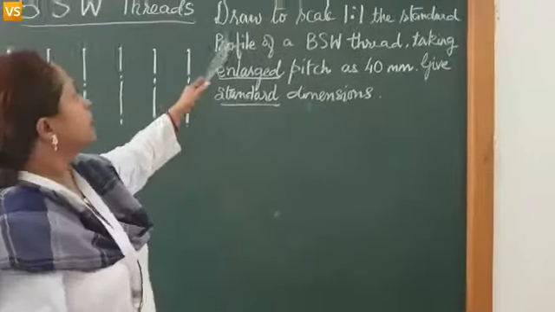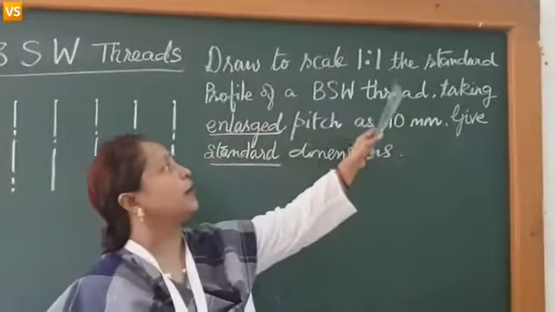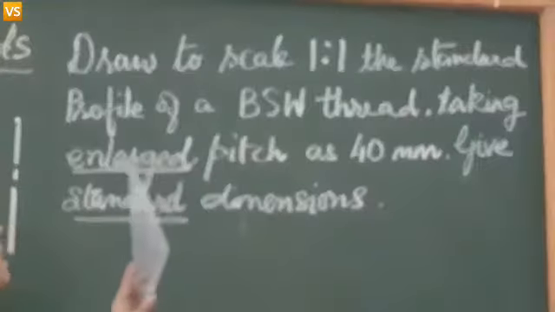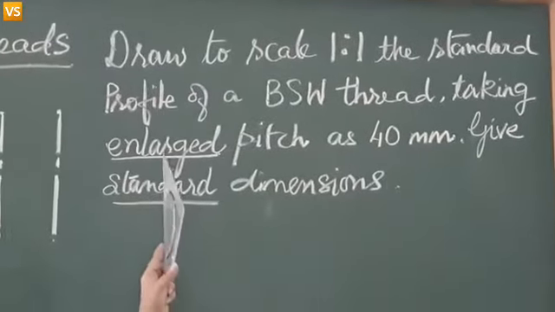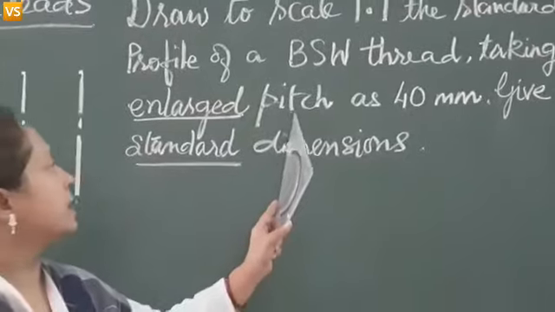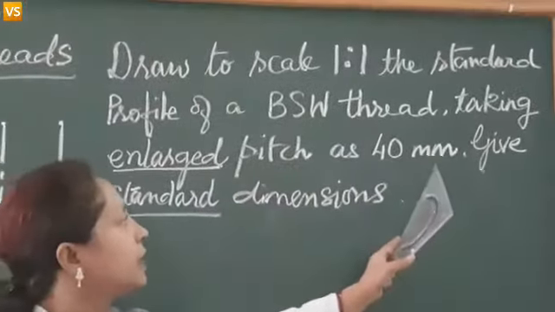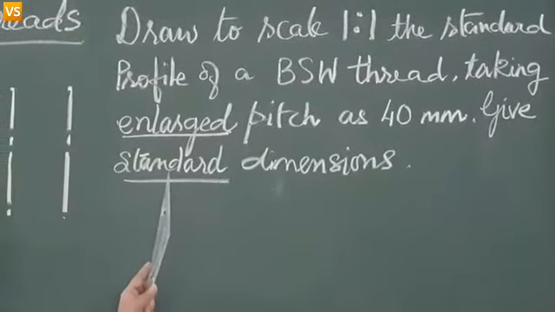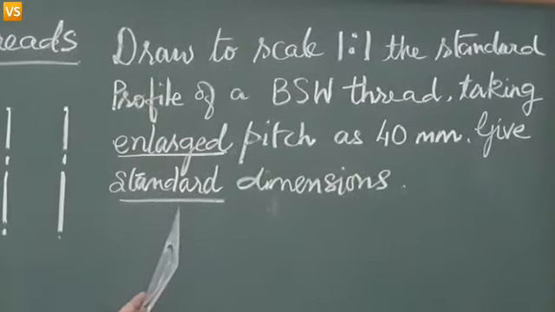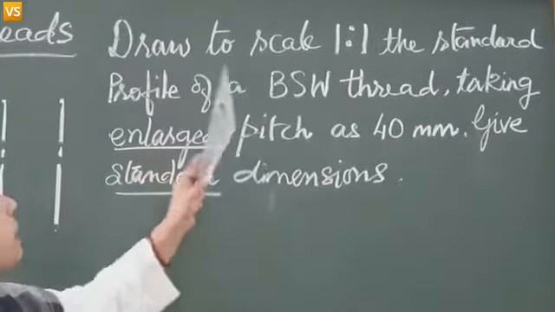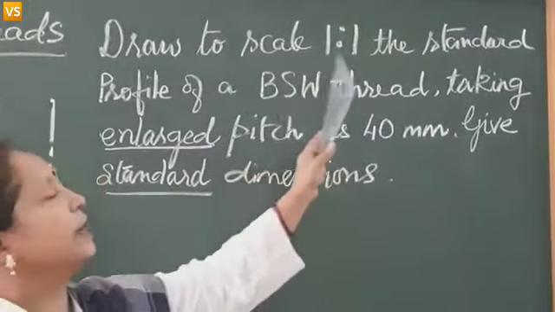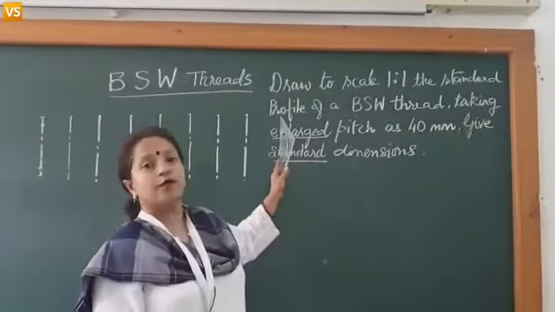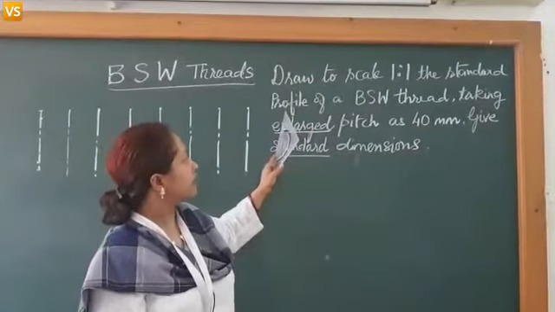So, it is here: draw to scale 1:1 the standard profile of a BSW thread taking enlarged pitch as 40 mm, give standard dimensions. I have underlined "enlarged" and "standard" again, so there is a reason behind it. First, let us come to all the terms. You know scale 1:1 means actual dimensions. Standard profile, we call these profiles as a standard profile.